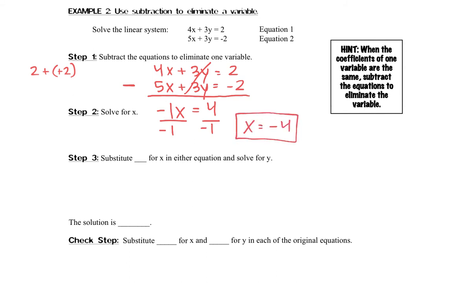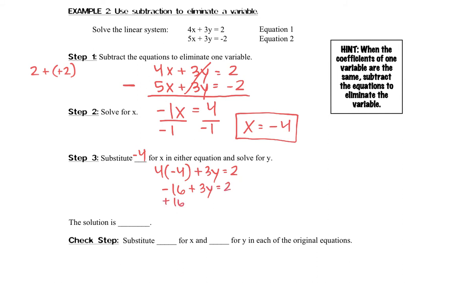because, again, I'm halfway there. I now know what one of my coordinates is. As soon as I know that, then I can plug -4 into either equation. So I'll go ahead and just plug it into the first one. I have 4 times -4 plus 3y equals 2. So that's -16 plus 3y equals 2.